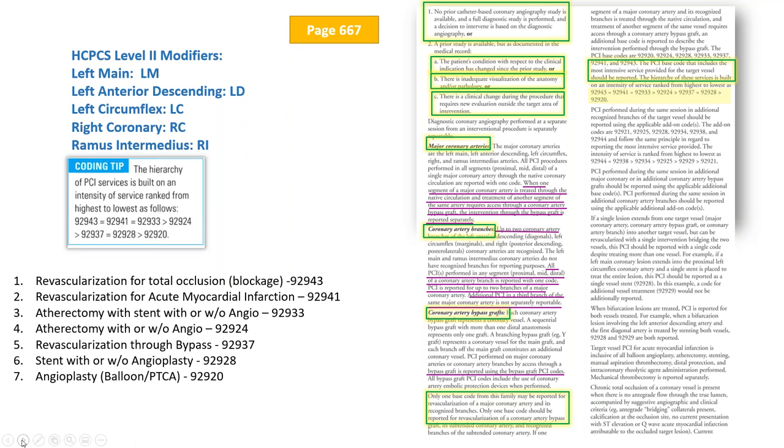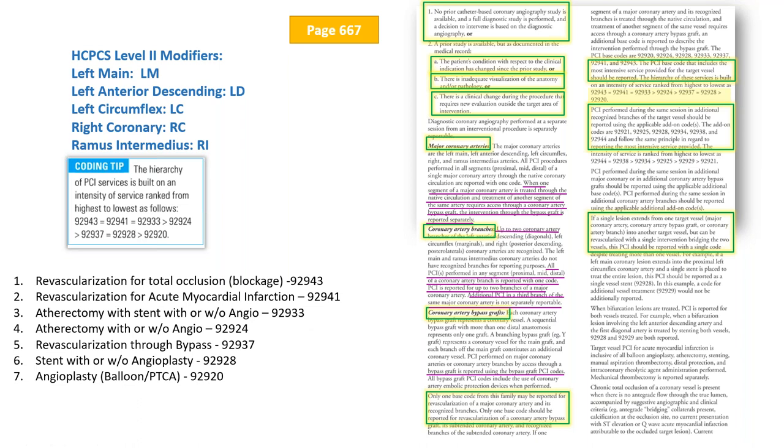If you want to screenshot that for your purposes, go ahead. I'll wait a second. And I'm going to keep on moving. Now, if you have PCI during the same session in additional recognized branches of the target vessel, there are add-on codes for that. And they follow the same principles that we just discussed as far as hierarchies go. They give you those codes right here, and it's highlighted.